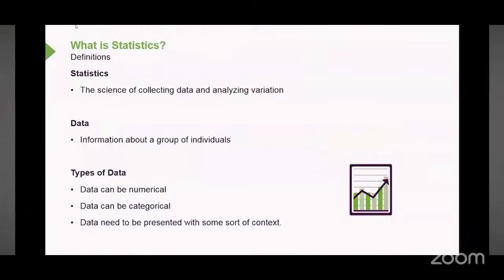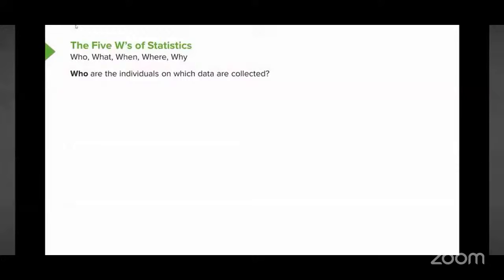But regardless of the type of data, it needs to be presented in some sort of context. In statistics, we're typically interested in answering 5 questions, the 5 W's: who, what, when, where, and why. We're going to focus on the who and what. The who are the individuals on whom the data are collected.